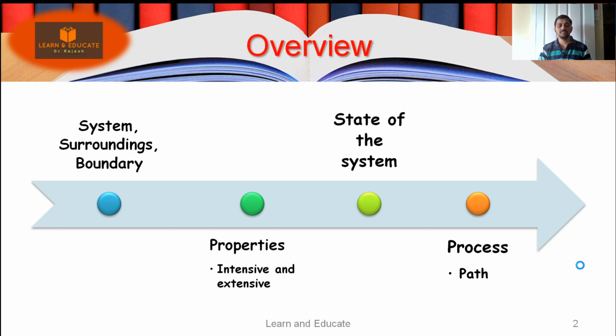So this will be the overview of today's session. First we will see what a system is, what we mean by surroundings and boundary with respect to the system, what the different types of properties are, what we mean by state, how we define the state, and the process and path of the process.